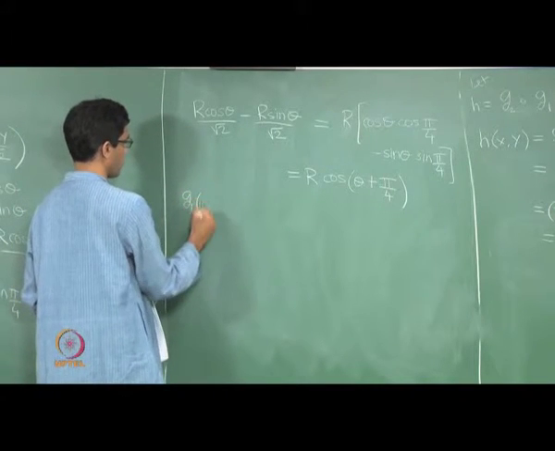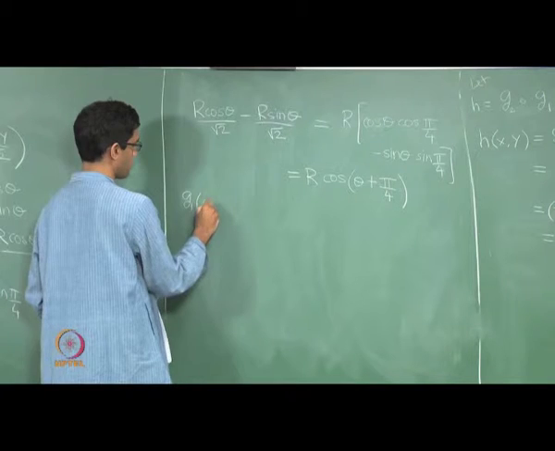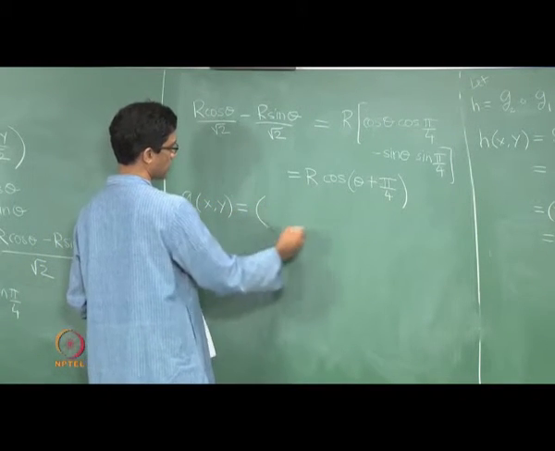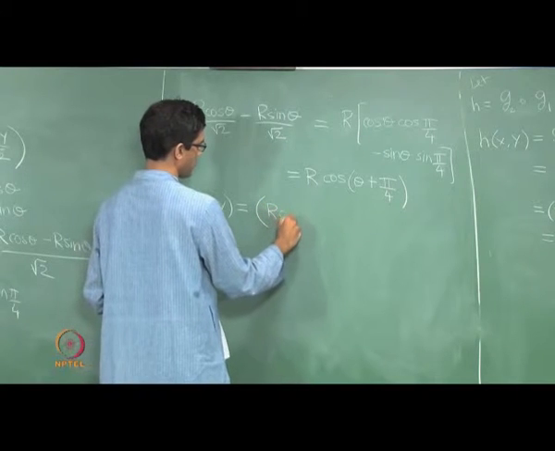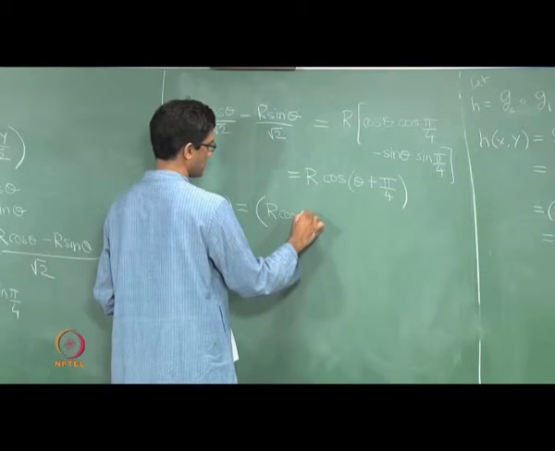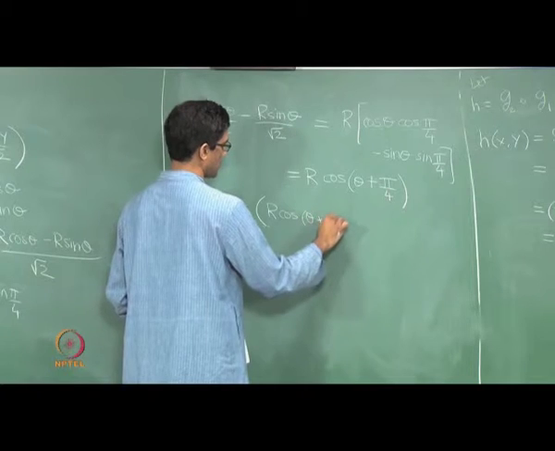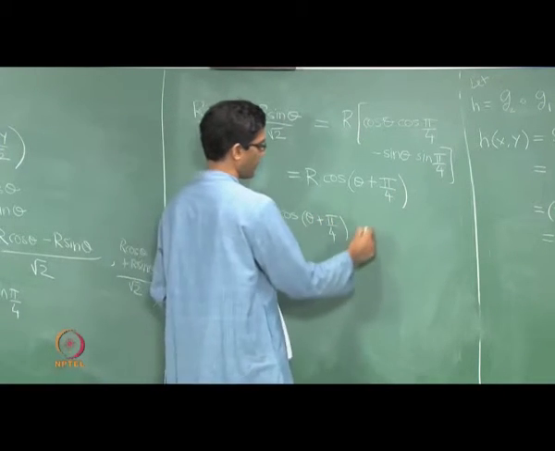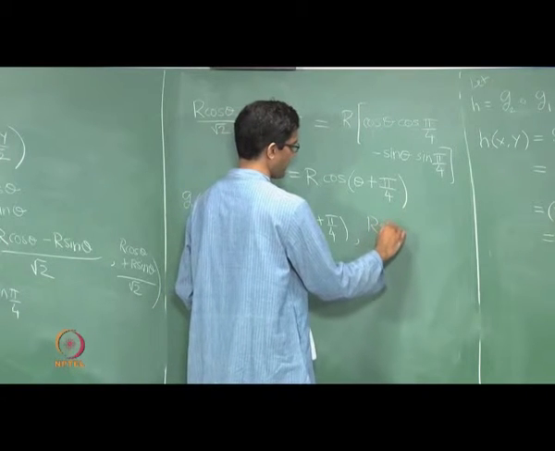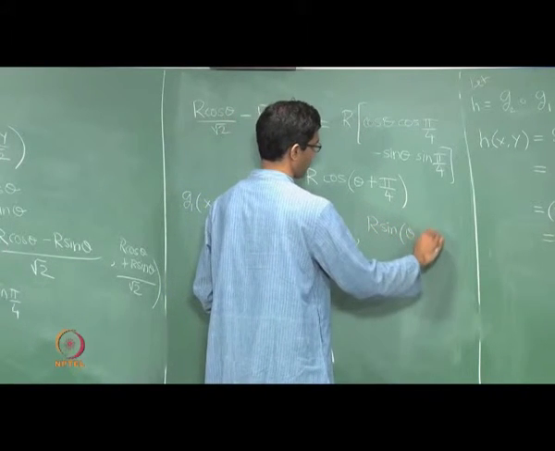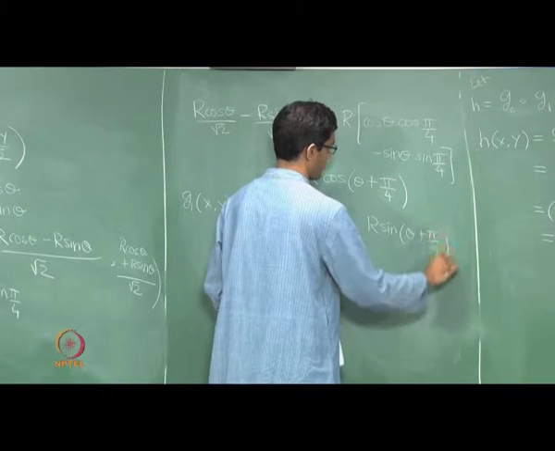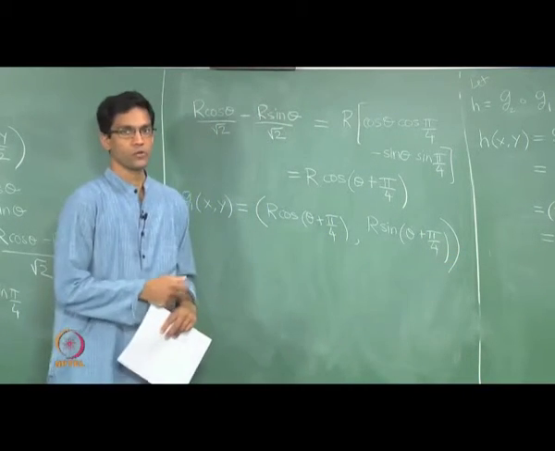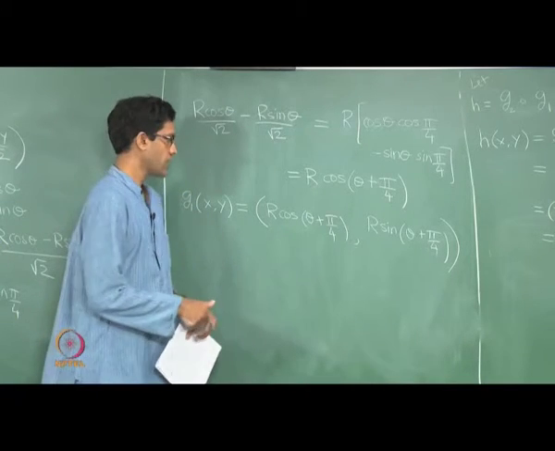So, in fact what this tells us is that if you look at G1 of the point x comma y, what it is mapping to is a point x dash comma y dash, which is given by the following. The x coordinate of the new point is just r cos of theta plus pi by 4, and if you work out the y coordinate similarly, you will find that it is just r sin of theta plus pi by 4. Okay, again you will need to use the addition formula for sine.